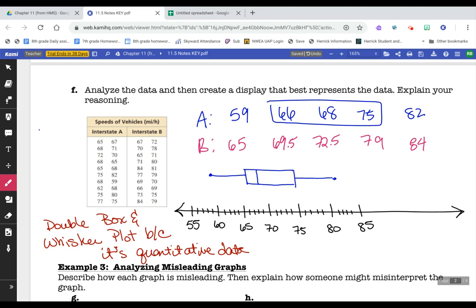All right. For Interstate B, we would start at 65 with the left whisker. The box goes around 69 and a half and 79. So 69 and a half is about right here. And we go all the way up to 79, which is about right there. And then the right whisker would go to 84. The median is 72 and a half, which is approximately right there. And when you compare the two, you can see that people are speeding faster on Interstate B than Interstate A.